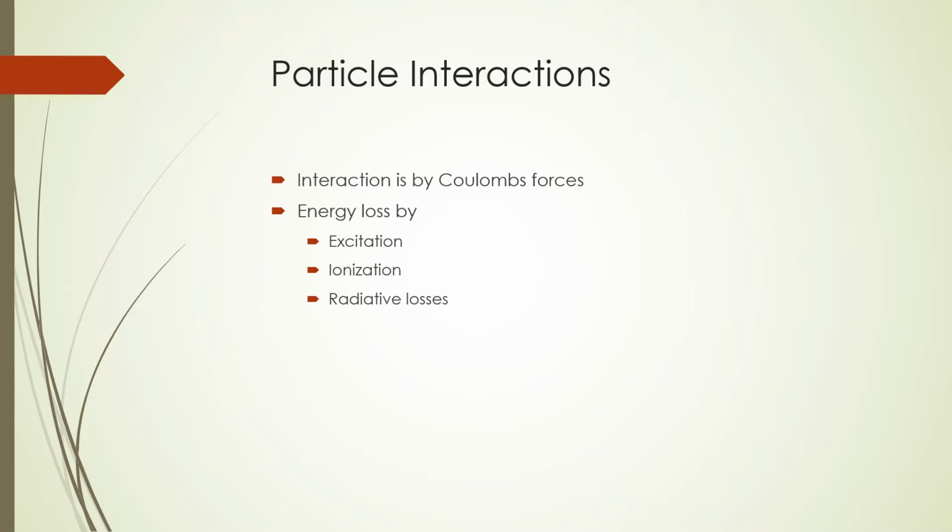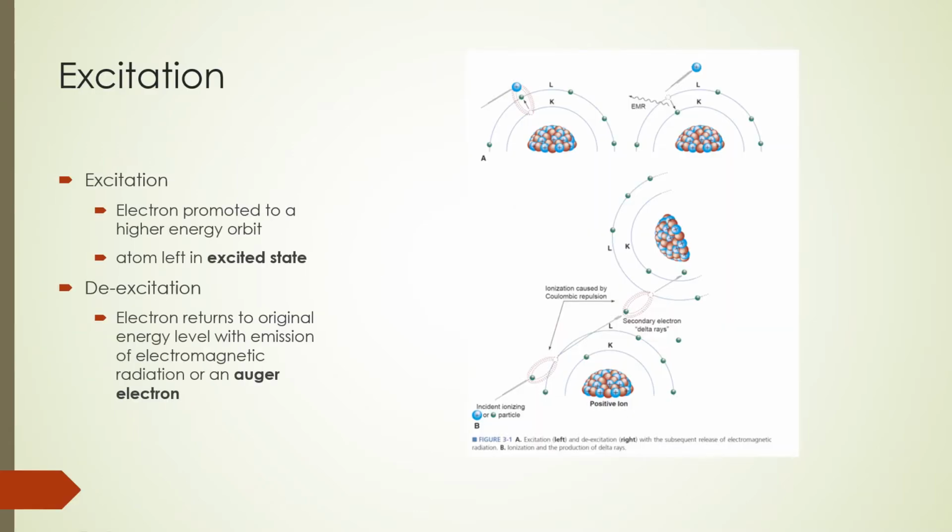Energetic charged particles interact with matter through Coulomb forces and lose their kinetic energy by excitation, ionization, and radiative losses. Let's start with excitation. Excitation occurs when energy is transferred to an orbital electron, causing it to jump to a higher energy orbit. The atom is in an excited state. After a short time, the excited electron returns to its original energy level with emission of electromagnetic radiation or an Auger electron. This is called de-excitation.